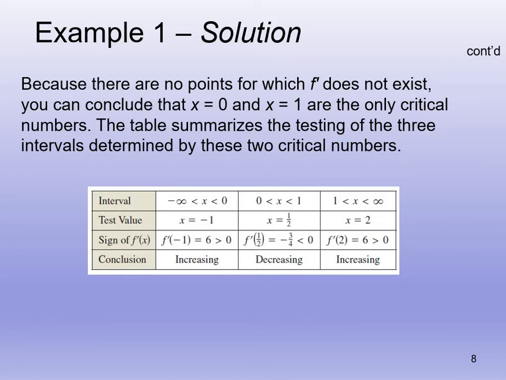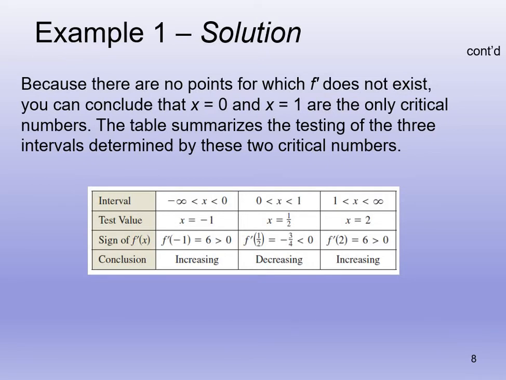So we are going to arbitrarily choose a test value of negative 1. What we need to do is substitute the value of negative 1 into the derivative. When we do that, we get f prime of negative 1. We get a value of 6. 6 is greater than 0, right? That tells us it's positive. So we can conclude on that interval from negative infinity to 0 that our function is increasing.